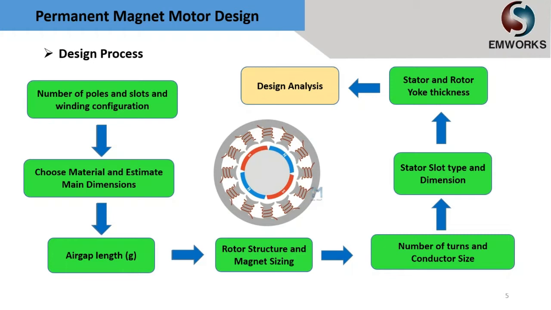It can be the round shape or it can be trapezoidal shape. There are different types, and each one has its own advantage and disadvantage. Finally, we come with the stator and rotor yoke thickness based on the electromagnetic property of the material. Here, it's not finished yet. The first design is ready, but before finalizing the design, we have to analyze the design to see if we have reached the desired outputs.